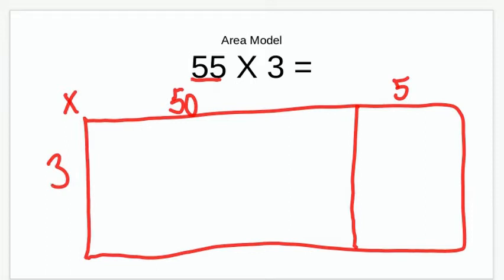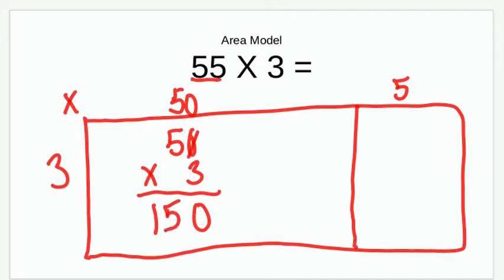So the area of my large section will be 3 rows of 50, which would be 50 times 3. 3 times 0 equals 0. And 3 times 5, 5, 10, 15, is 15. So 3 times 50 equals 150. Then in my smaller section, I have 5 times 3, which is going to be 5, 10, 15.